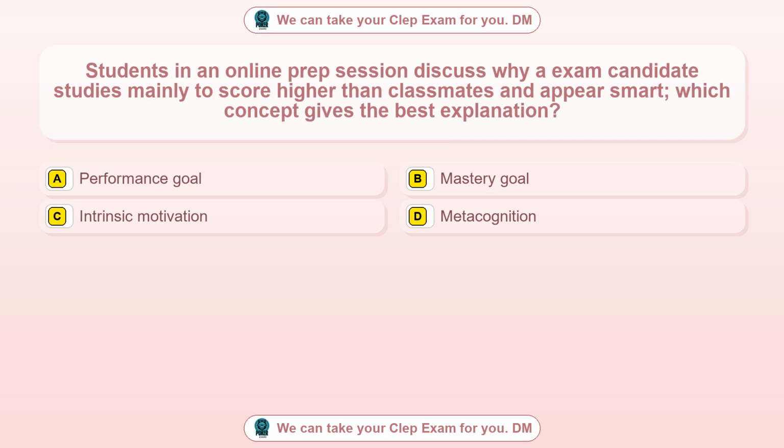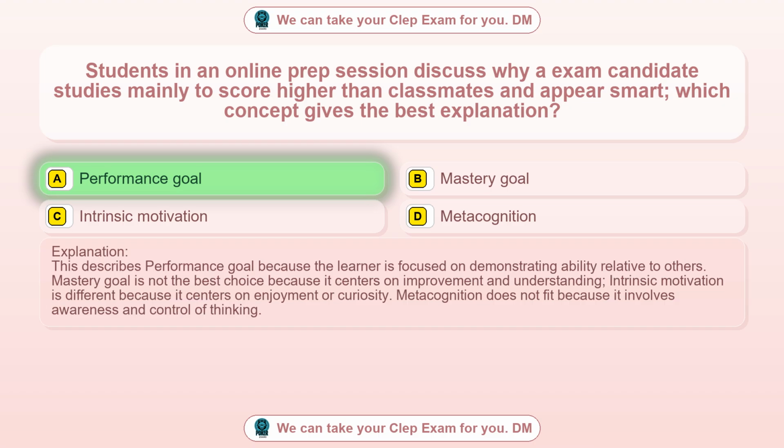Question 29. Students in an online prep session discuss why an exam candidate studies mainly to score higher than classmates and appear smart. Which concept gives the best explanation? Option A, performance goal. Option B, mastery goal. Option C, intrinsic motivation. Option D, metacognition. The correct answer is option A, performance goal.